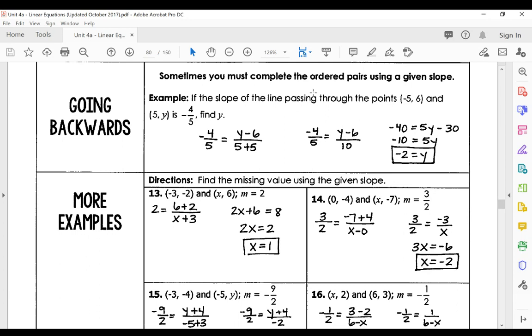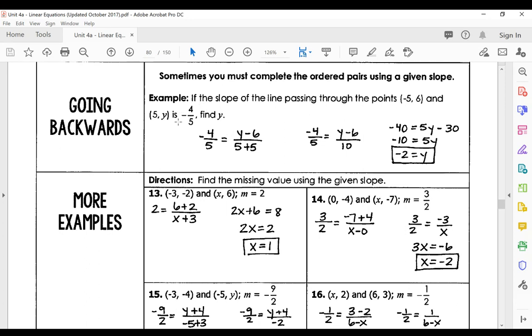Remember that the slope formula says you take the y value from the second point minus the y value from the first point, divided by the x value from your second point, minus your x value from your first point. Let's work through this. The first point is -5, 6, and the second point is 5, y. So we take y minus 6, which are our y values, divided by 5 minus -5, which are our x values. Remember that 5 minus -5 is 5 plus 5.